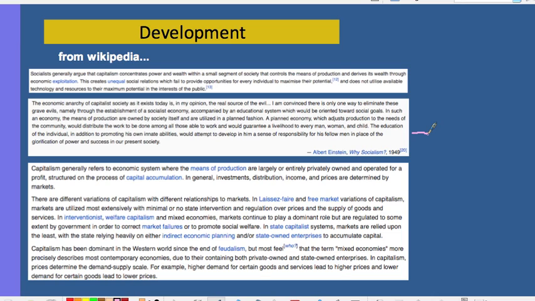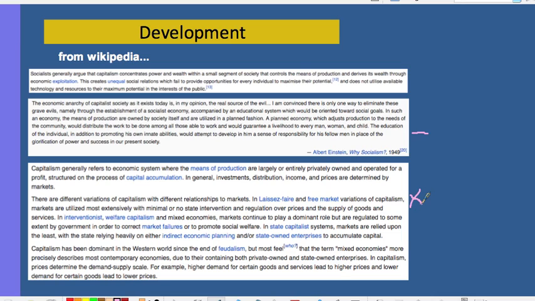Alright, then looking here at capitalism. Capitalism generally refers to an economic system where the means of production are largely or entirely privately owned and operated for a profit, structured on the process of capital accumulation. Capital in this meaning is wealth, money, or goods.